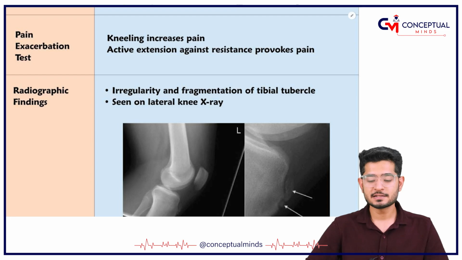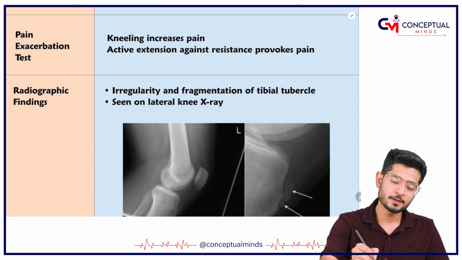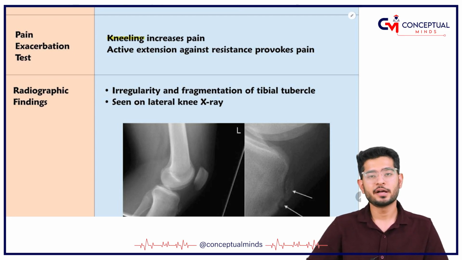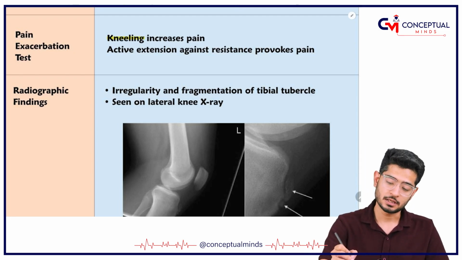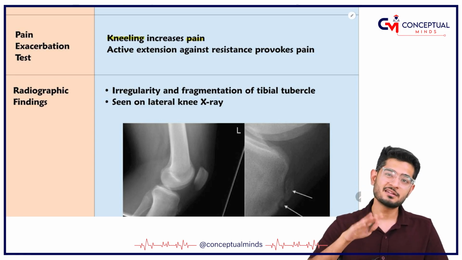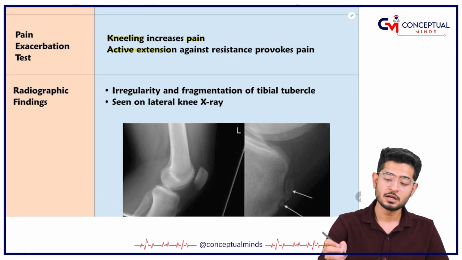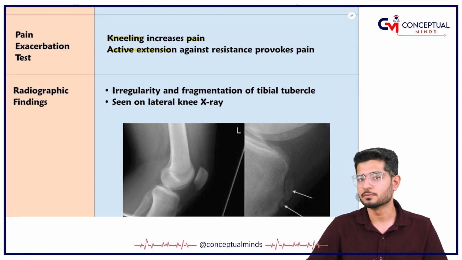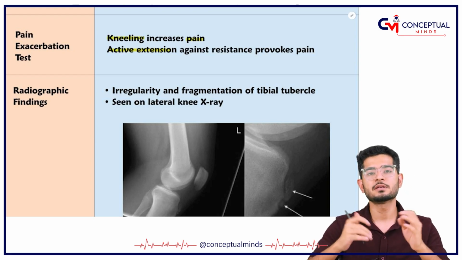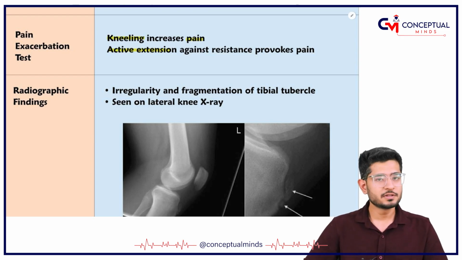So we do a test that is called the kneeling test. The patient is asked to kneel down, and once the patient kneels down, the pain is going to get increased. And sometimes we tell the patient to extend the knee, and active extension against resistance is also going to provoke the pain. So I've told you, flexion, that means kneeling down, and extension, that means you are doing the test. In both of these conditions, the tibial tubercle and the patellar tendon are involved, so that's why it is causing the pain.